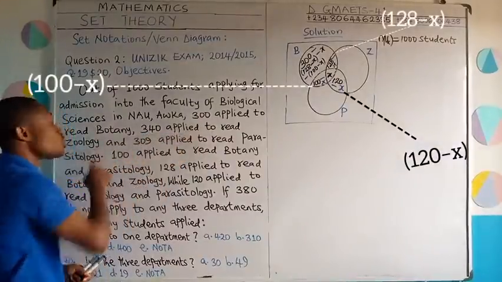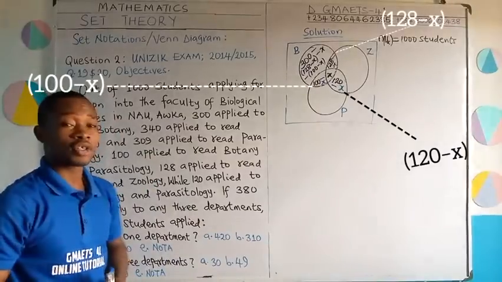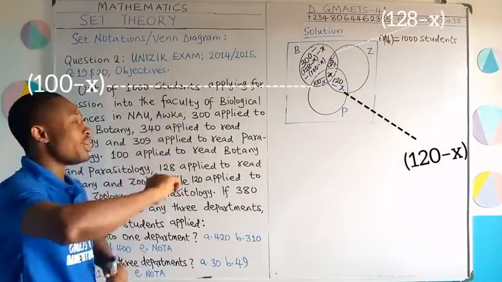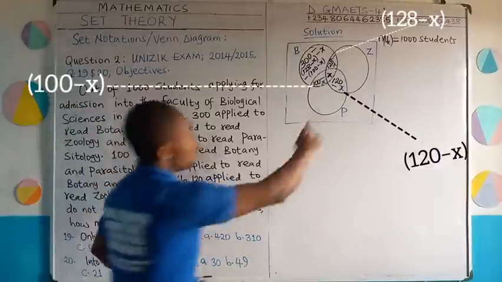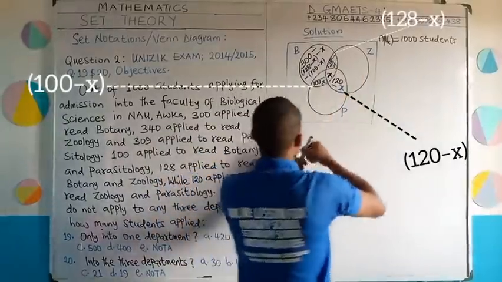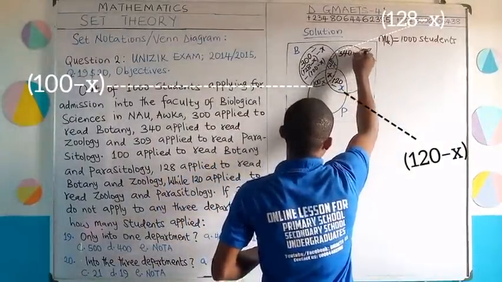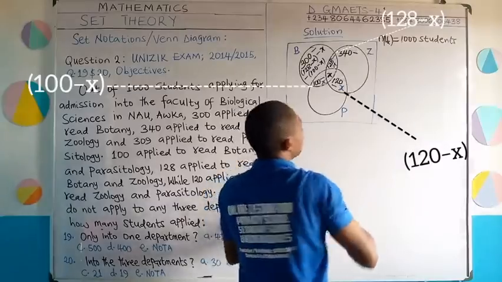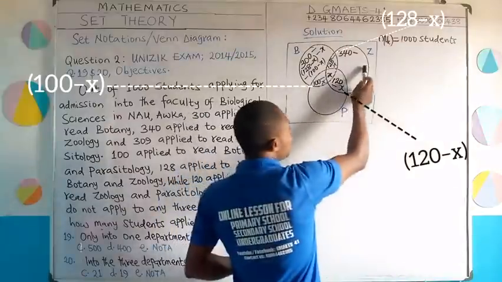340 applied to read zoology. Again, there is nothing like "only". So I'm going to do 340 minus all the elements enclosed by the set of zoology. So this is zoology. I'm going to write 340. So let's start our subtraction. Minus. Okay, so let me just walk straight on with the black marker.